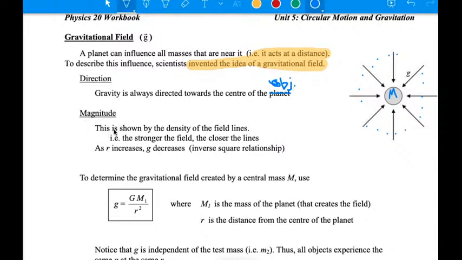Next, the magnitude of any field will be shown by the density of the field lines. The stronger the field, the closer the lines. If this were a really big planet, a really strong field, we could have even more of these field lines, which are pretty much just vector arrows drawn in. You get the gist, right? So that would be a weaker field. This would be a stronger field. Strong, weak.